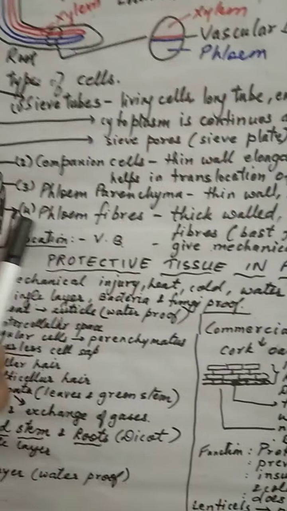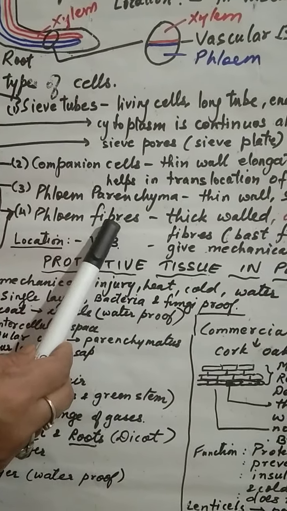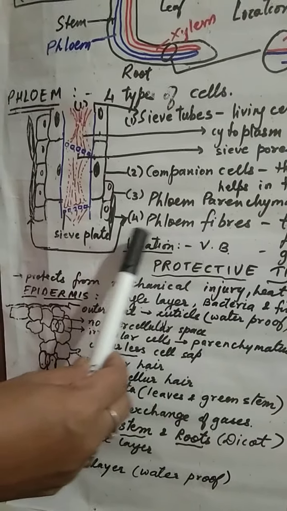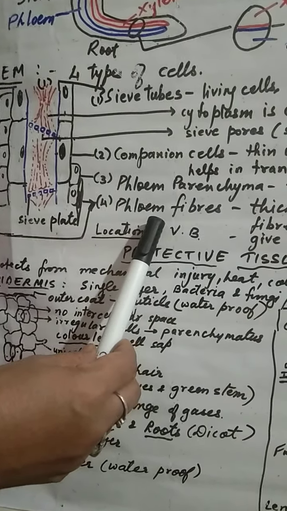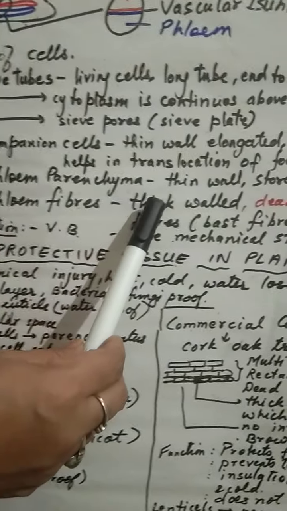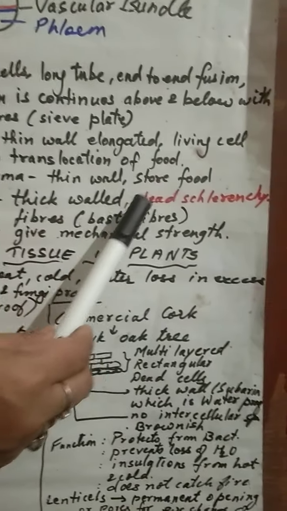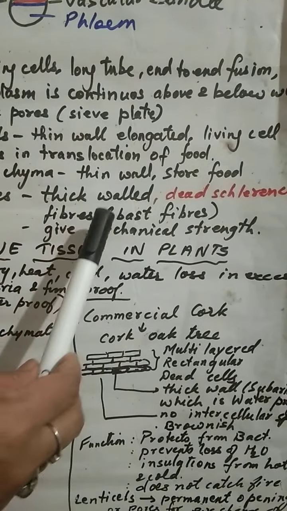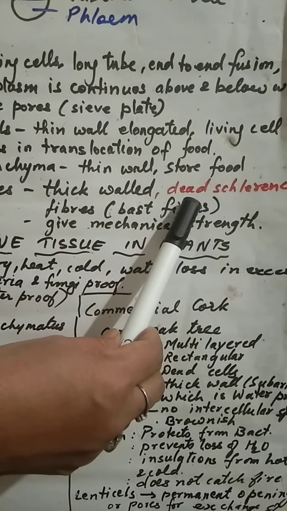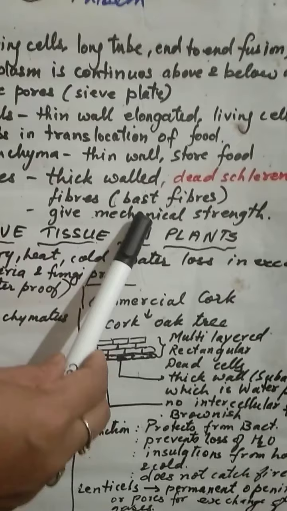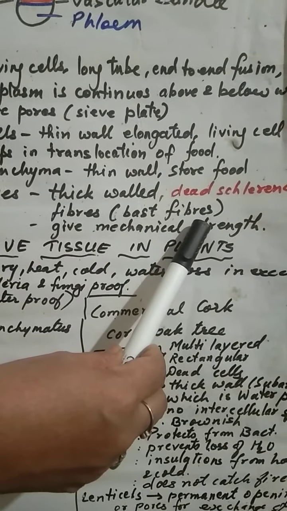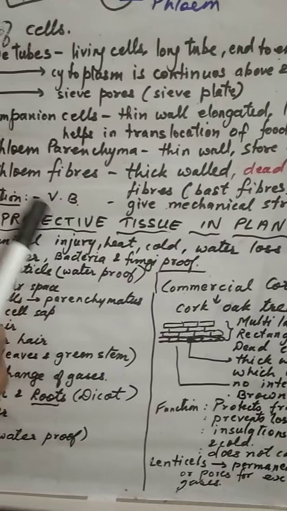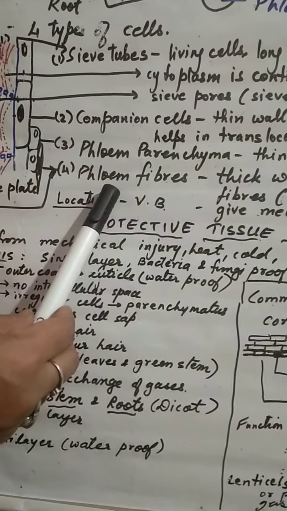The fourth type is called phloem fiber. So you can see these are the phloem fibers which are binding the whole structure. So what will be the structure of phloem fiber? As they have thick walls, they are dead sclerenchyma cells. They are fiber-like, which is also called bast fiber. It gives mechanical strength to the plant. So this is the location. And if location is asked, remember they are present in the vascular bundle.